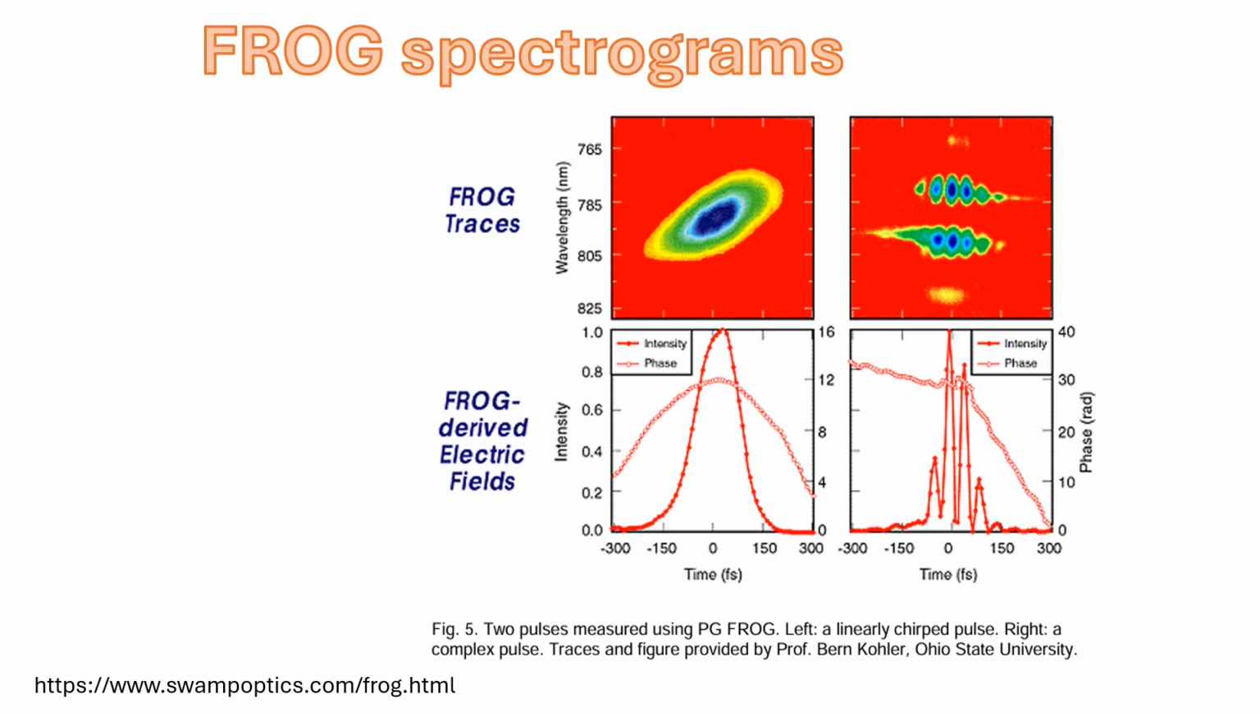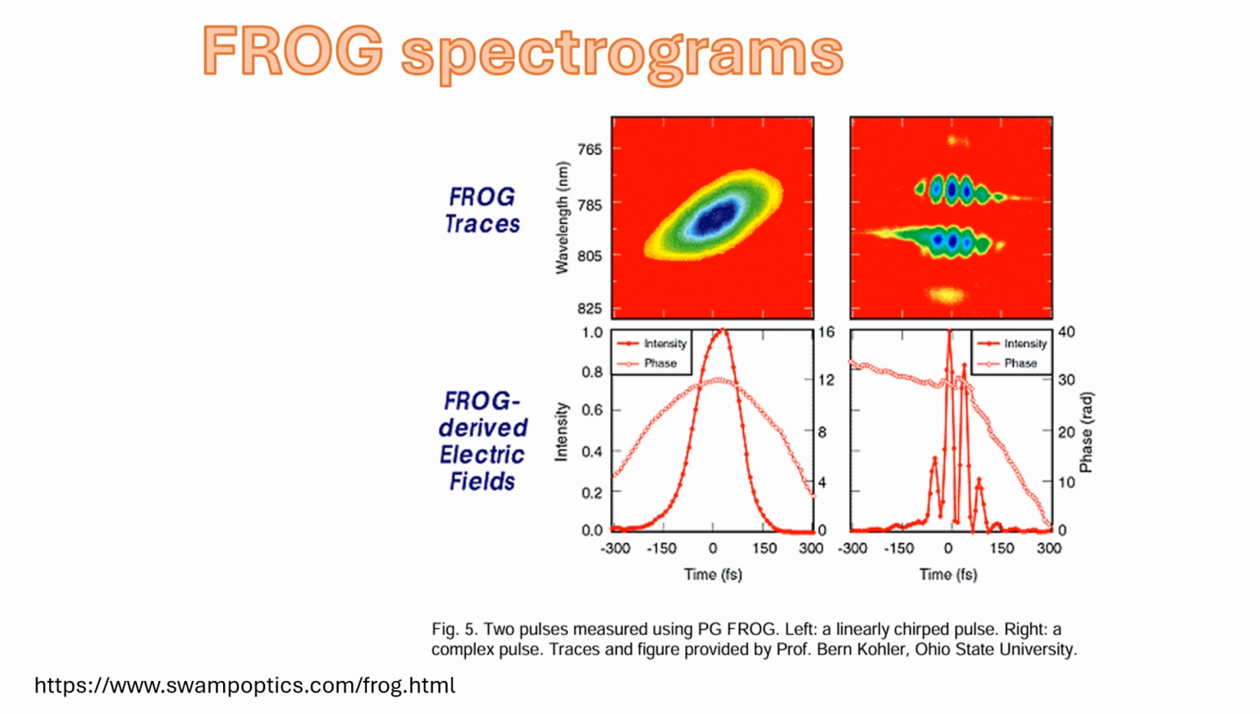And from these spectrograms, then we implement iterative phase retrieval, essentially identical to the Gerchberg-Saxton technique that we discussed in spatial phase retrieval in an earlier episode. After implementing this iterative algorithm, you can recover from the spectrogram traces here shown at the top the intensity and phase signals for the electric field as a function of time shown at the bottom. And again, this data is from Professor Kohler at Ohio State, but it's drawn from the Swamp Optics website.